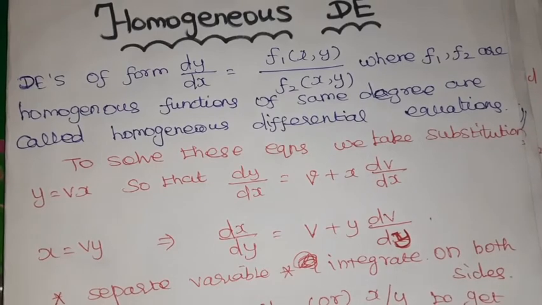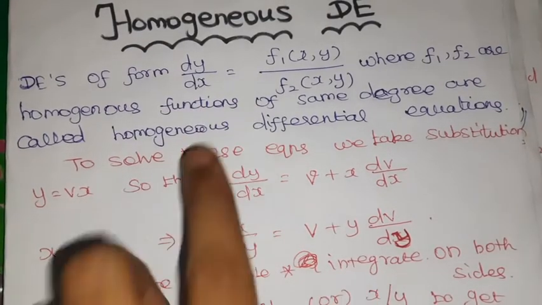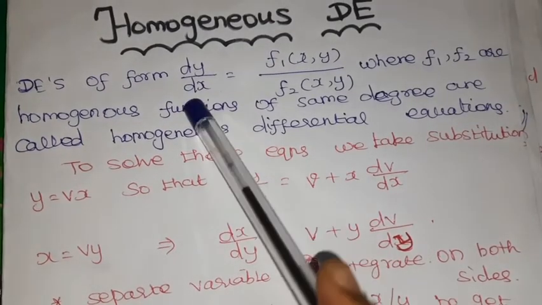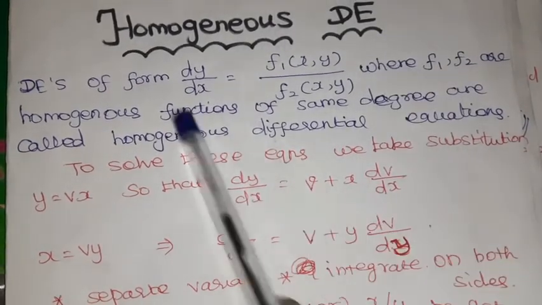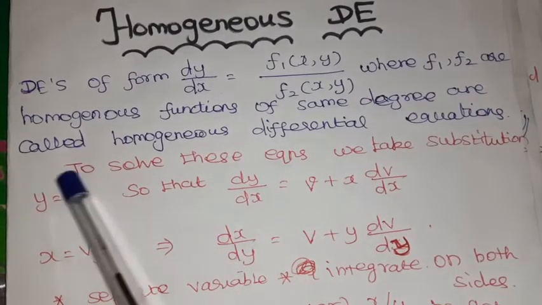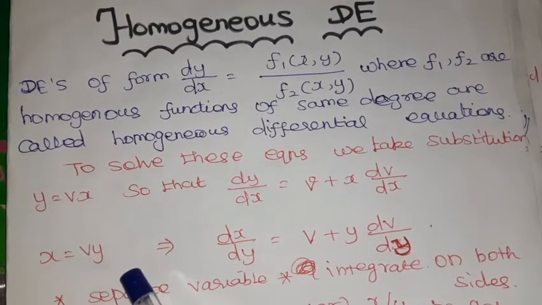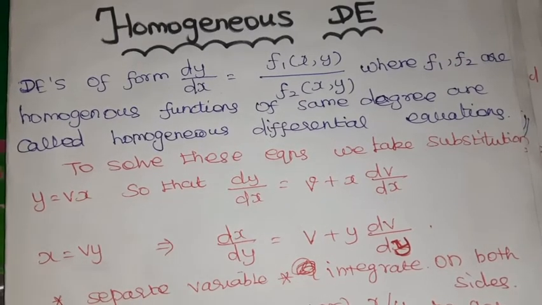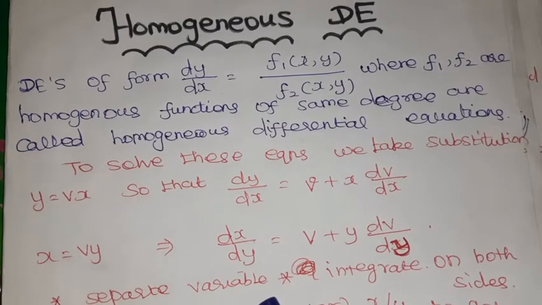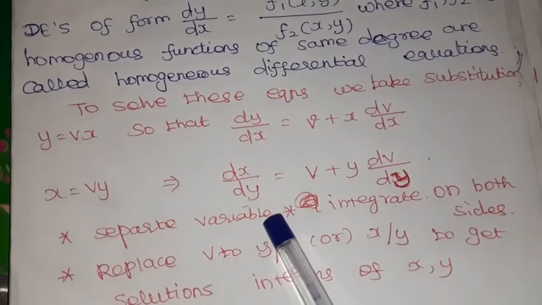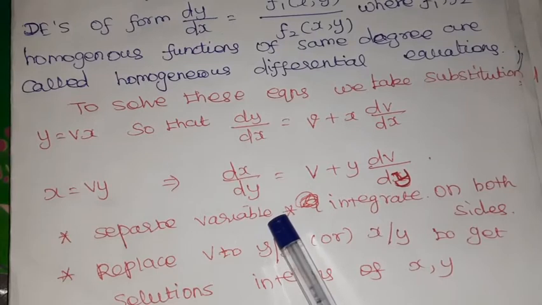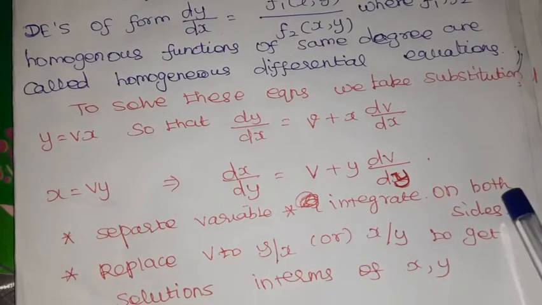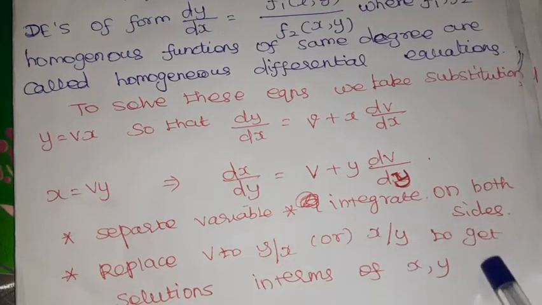Then what do we need to do? If we need to solve a differential equation of this type, a homogeneous differential equation, first we need to substitute y equal to vx or x equal to vy, depending on the problem. Then what do we have to do? Separate the variables, meaning dx on one side and dy on the other side, and integrate on both sides.